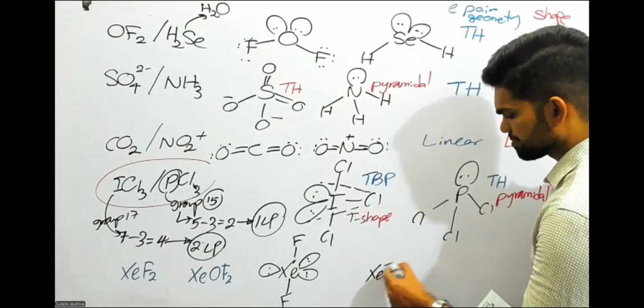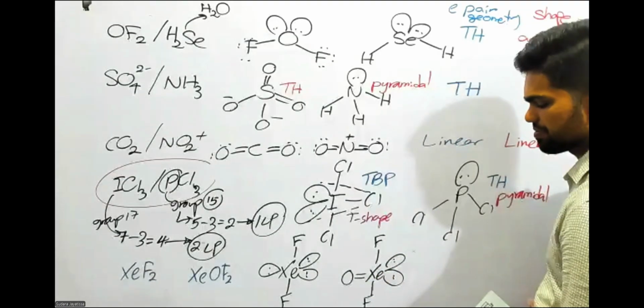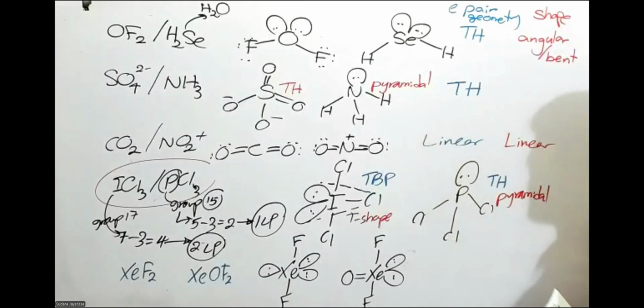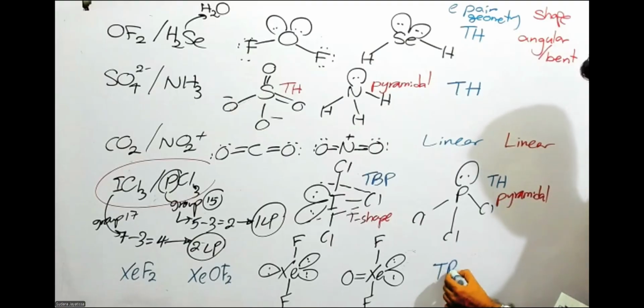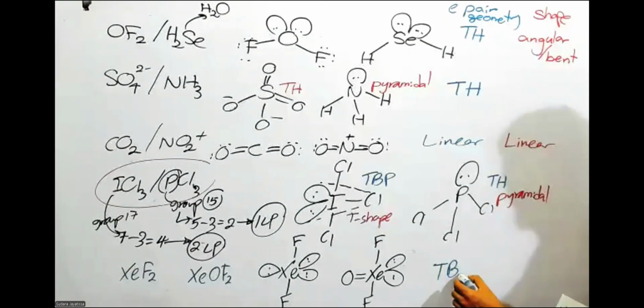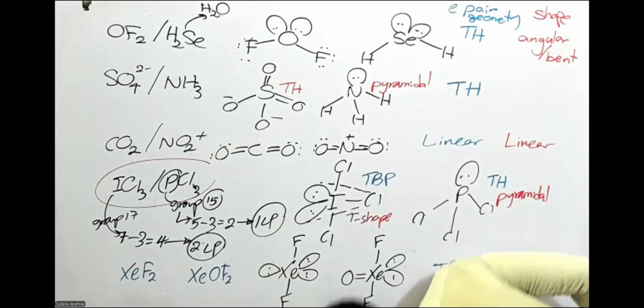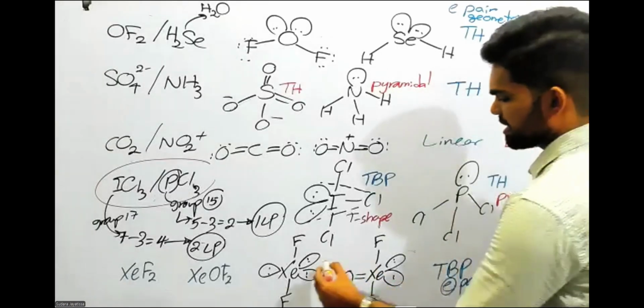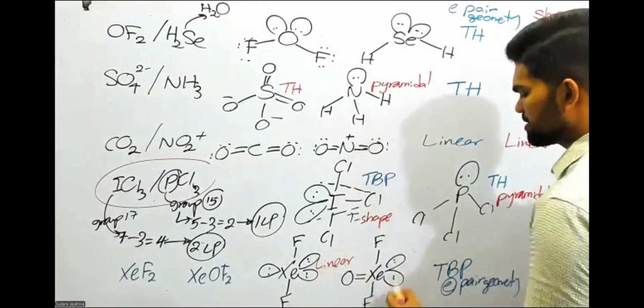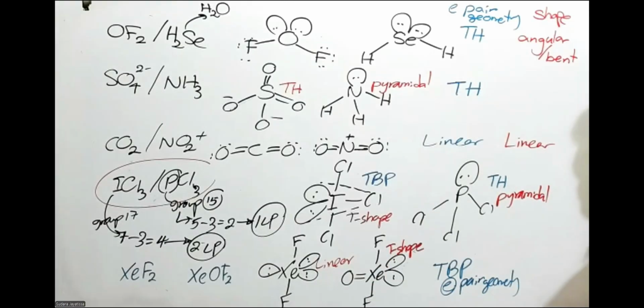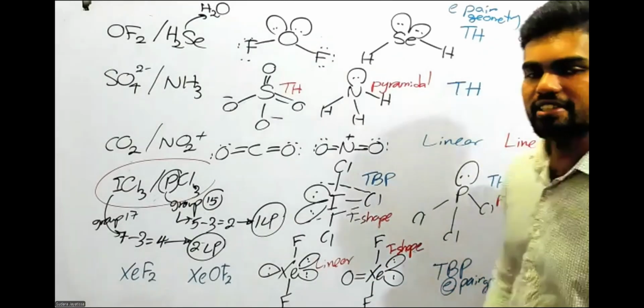XeOF2, in this way. That is also a trigonal bipyramidal electron pair geometry and T-shape. Trigonal bipyramidal electron pair geometry for both molecules. What is the shape? This one is having linear shape, this one is having T shape. Okay, so your answer is going to be ICl3 and PCl3.